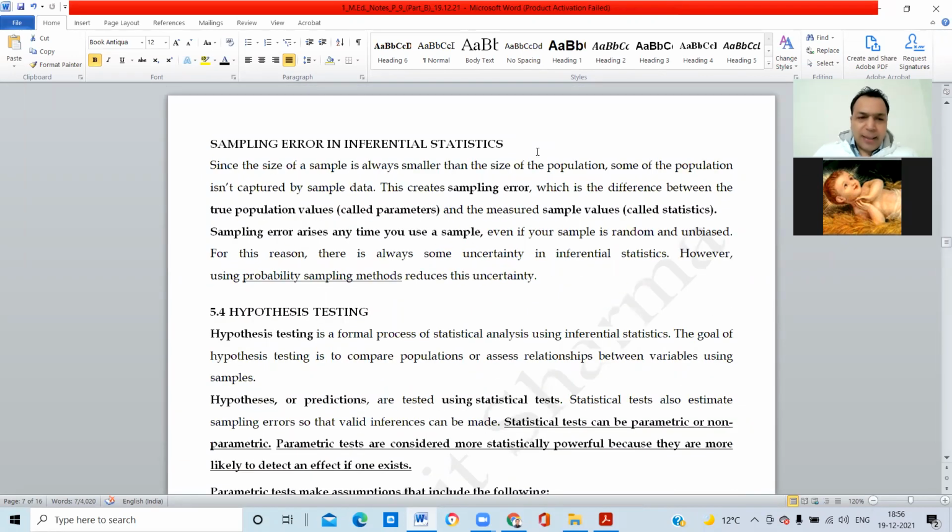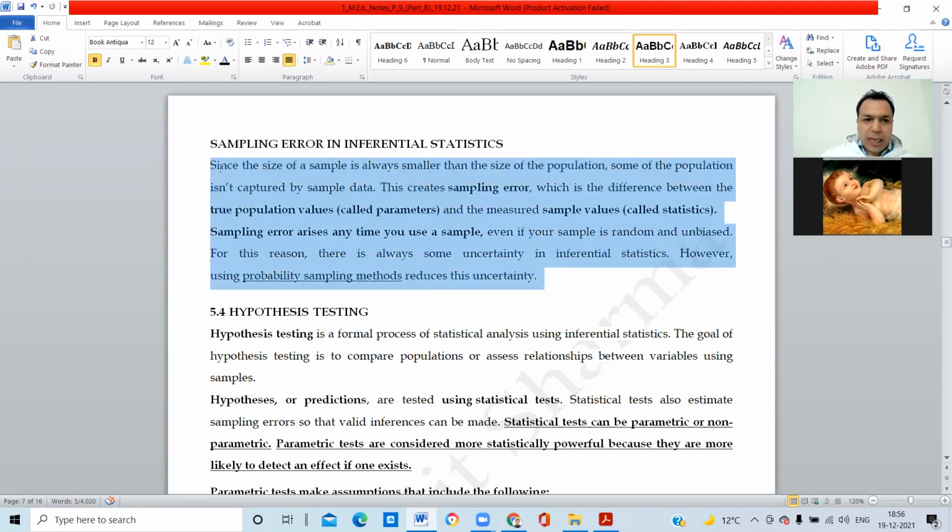Here there is one subtopic we discuss. What is sampling error in inferential statistics? Sometimes an error comes, and this is called due to sampling errors. We should know that. Since the size of the sample is always smaller than the size of the population. Understood now? Just focus on the first line. Since the size of the sample is always smaller than the size of the population.